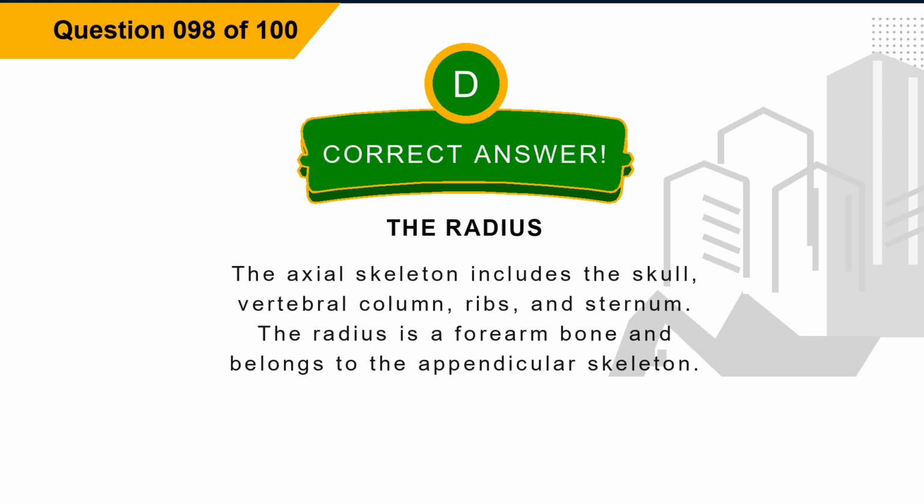The radius. Explanation: the axial skeleton includes the skull, vertebral column, ribs, and sternum. The radius is a forearm bone and belongs to the appendicular skeleton.